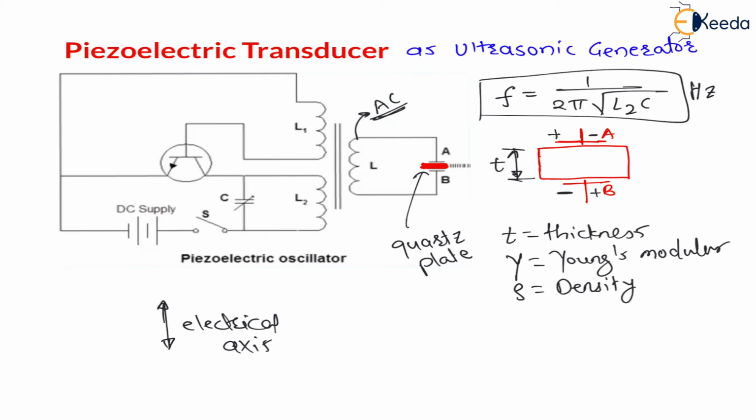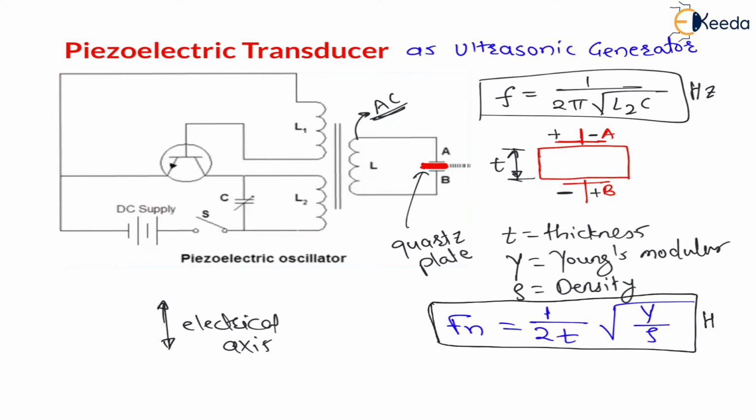This f is the supplied frequency of AC current. Because of this, the quartz plate is vibrating with frequency f. But this quartz plate will also have its own natural frequency. And my dear students, the natural frequency fn of the quartz plate is calculated as 1/2t under root of Y by rho. This is the formula to calculate the natural frequency of a quartz plate, right? It is also called the fundamental frequency, in hertz.